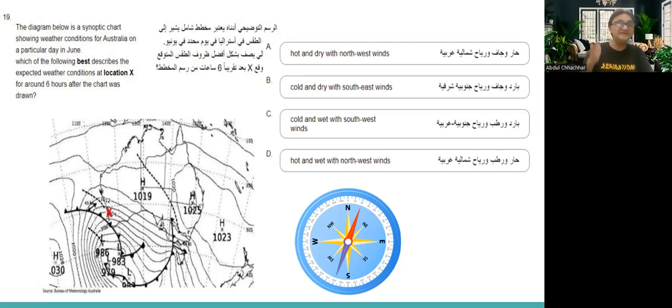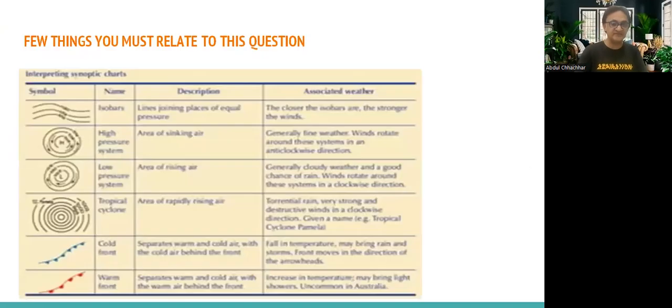So we remove these three incorrect answers. As I have explained, first remove the incorrect answers by using logic and reasoning. Now the last one is cold and wet with the south winds. Of course, the direction is the southwest winds, and this is the correct answer. So this will help you a lot to understand. But you must know the background information about that.